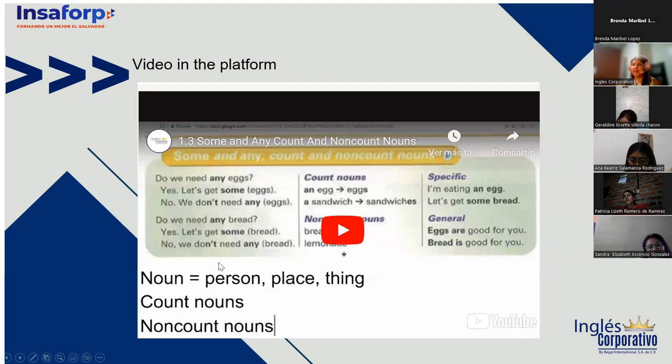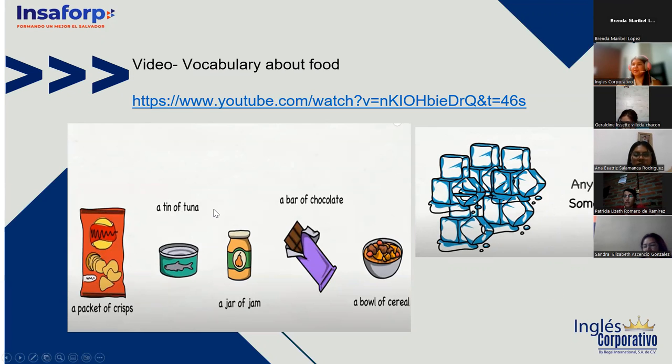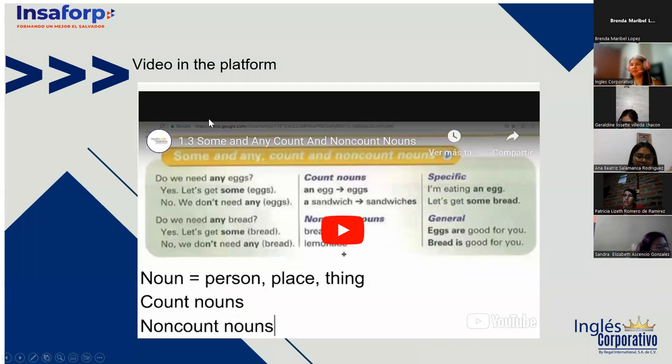¿Tienen preguntas acerca de esto? ¿De cómo usar el any and some, like a countable and non-countable noun? ¿Alguna pregunta? No, teacher. Okay, good. Now we're going to move on here.